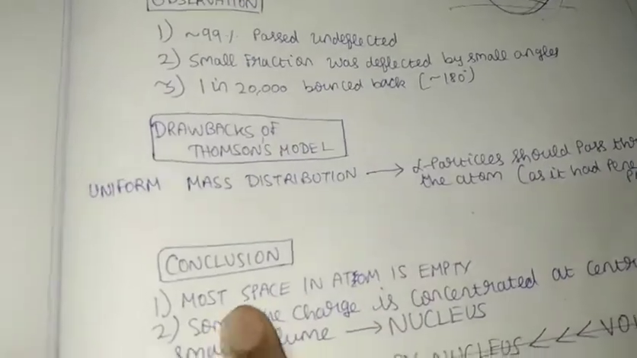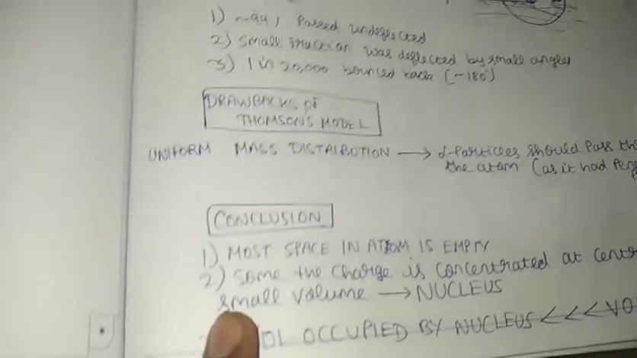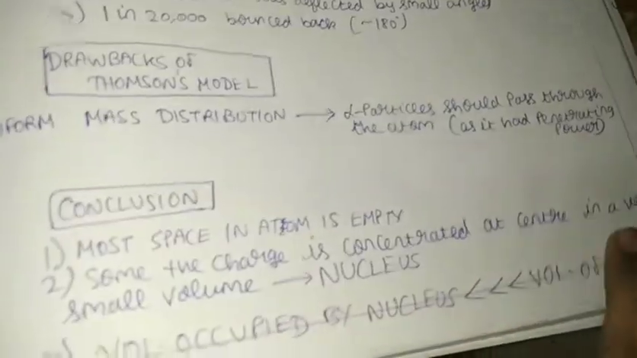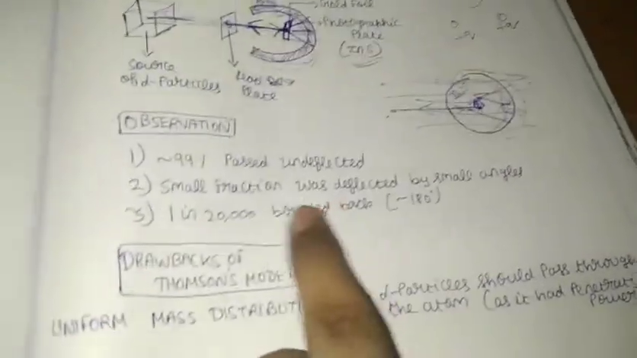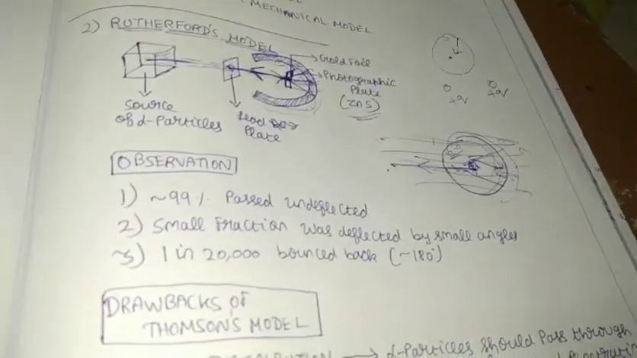Most of the rays pass undeflected, which suggested that most of the space in the atom is empty. A small fraction was deflected by small angles, which suggested that some positive charge is concentrated at the center in a very small volume. One in 20,000 bounced back, which suggested that the rays directly strike the center of the atom, which is the nucleus. So, a simple experiment of Rutherford. Okay, I think he also got the Nobel Prize for that.